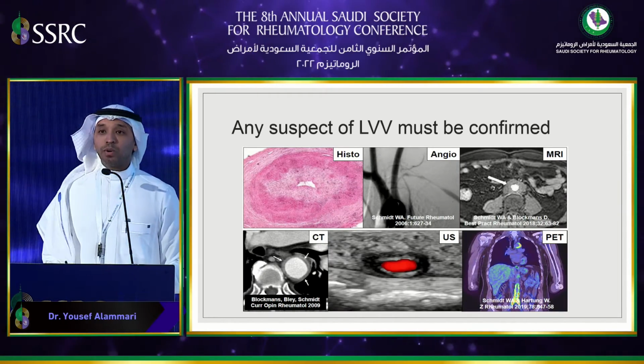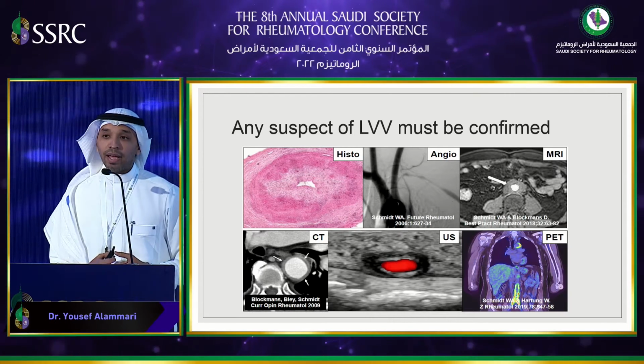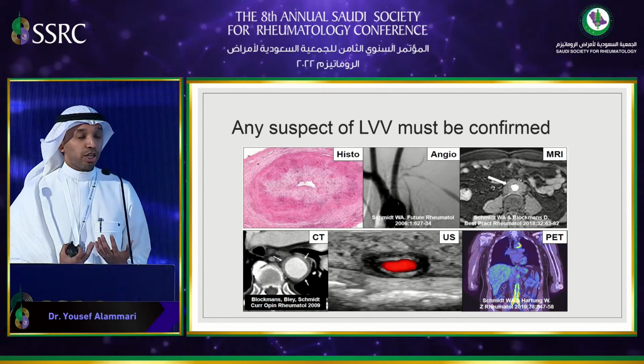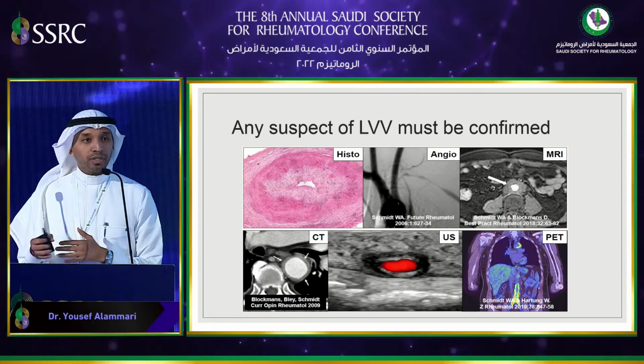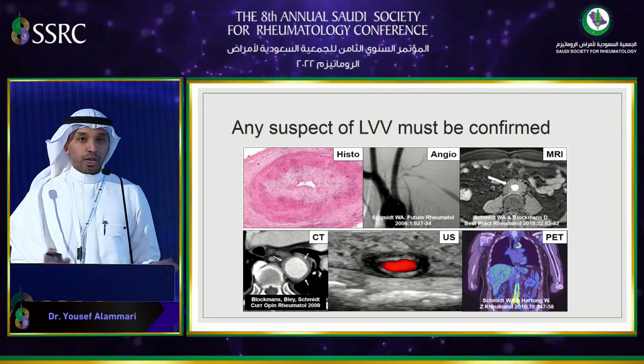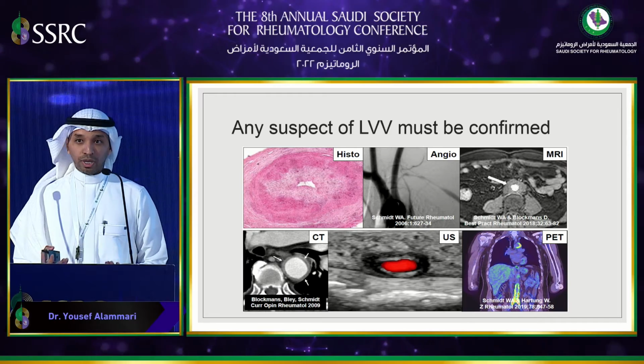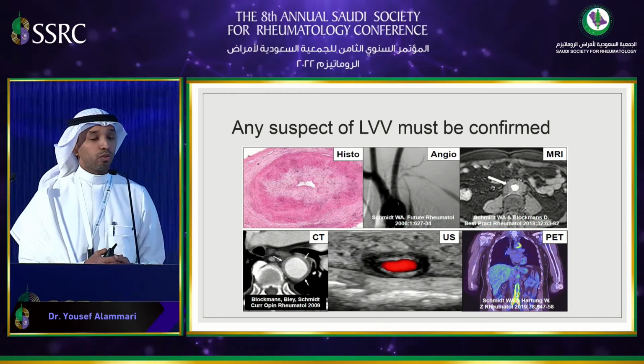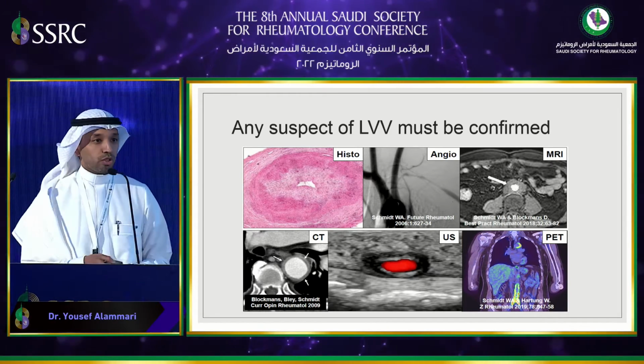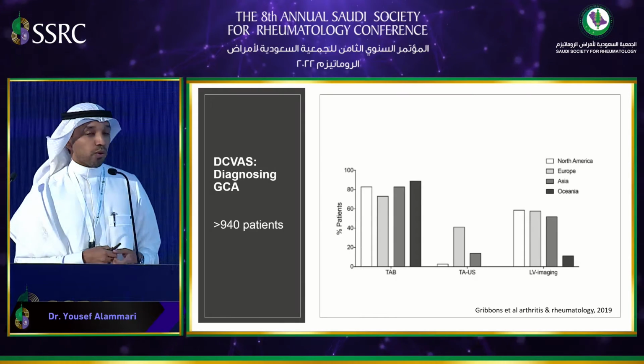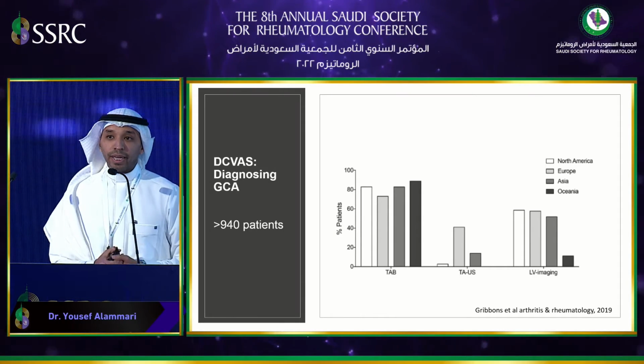Of course, and definitely, we need to do certain investigations and imaging to exclude the mimickers and to confirm our diagnosis. So we can use one of these modalities, such as the new modalities, PET scan, ultrasound, or the old one. But the question is which one we should use. So how do experts diagnose GCA?